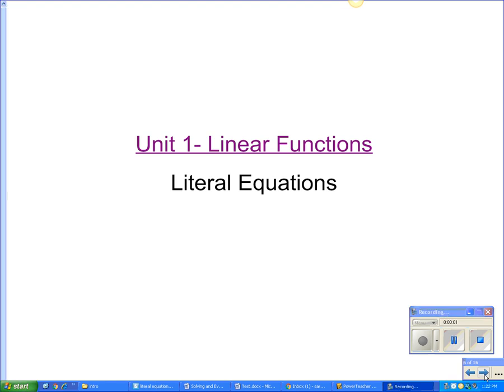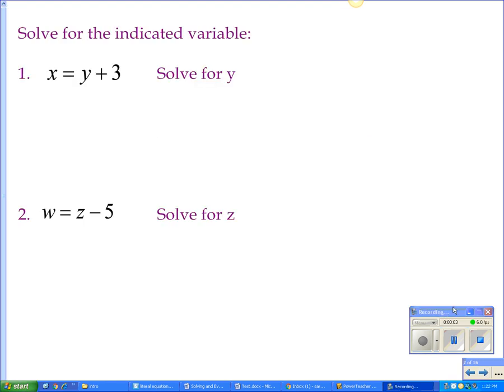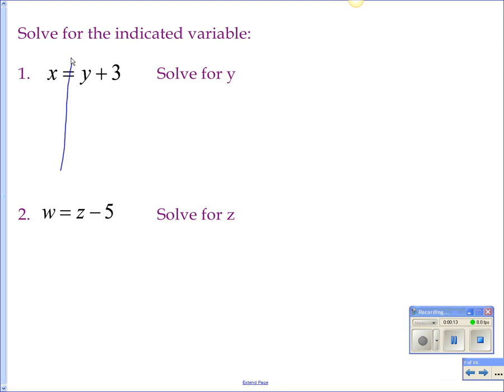So number 1, x equals y plus 3, solve for y. What is interesting about this problem? What's different about it? It's got an x and a y. So draw a line. If it says solve for y, you want to circle the y. Whatever it says to solve for is what you want to circle. So we're going to circle the y.